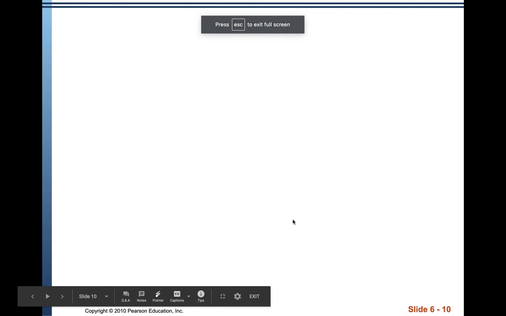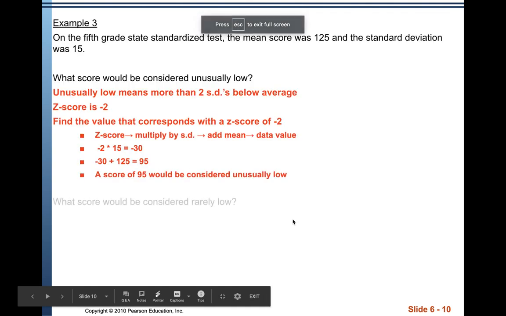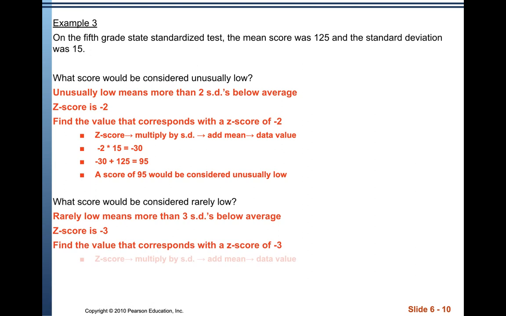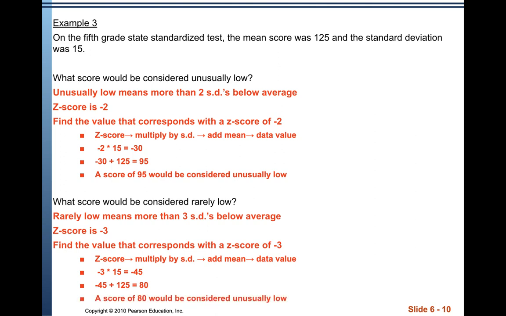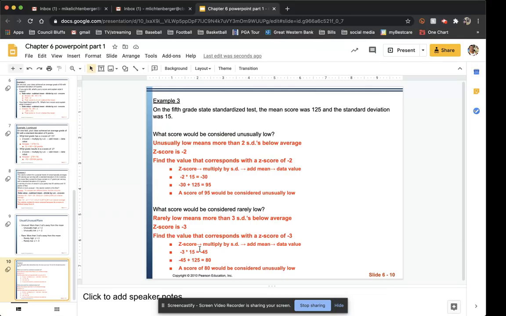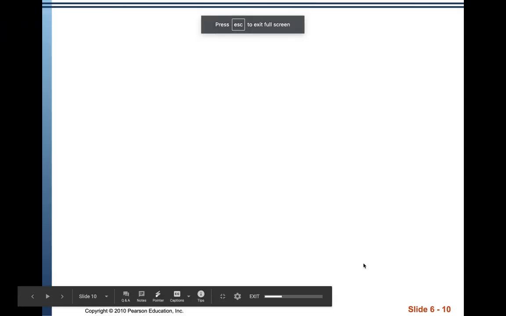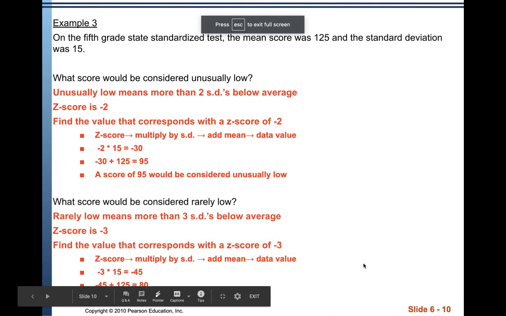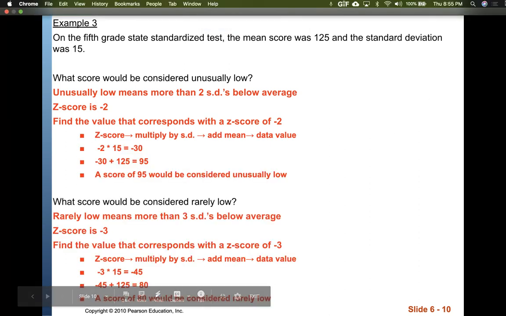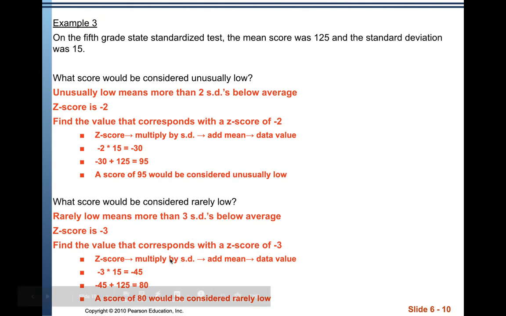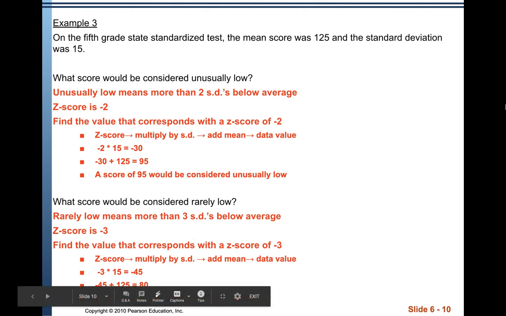Actually 80. Glad I picked up on that. So we get an answer of 80. That means if you got an 80 on that standardized test, that would be considered not unusually low, but fairly low. So I did the same thing I did before, except with 3, and obviously I corrected my typos there.